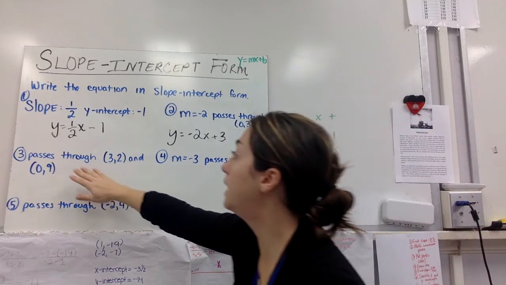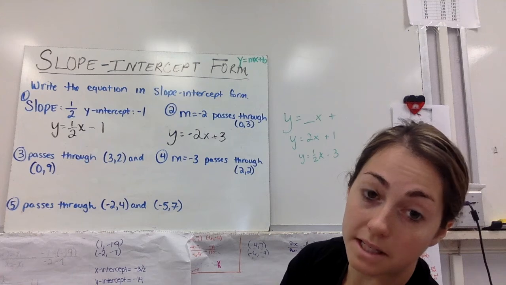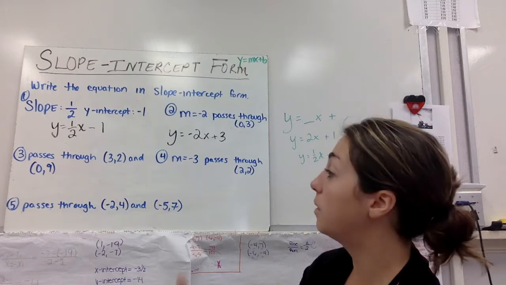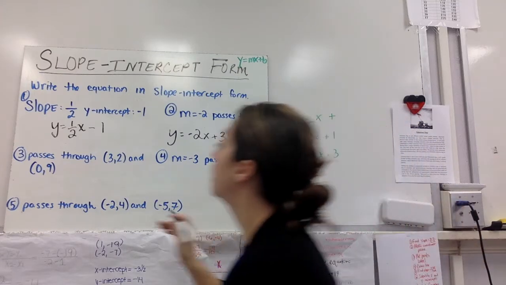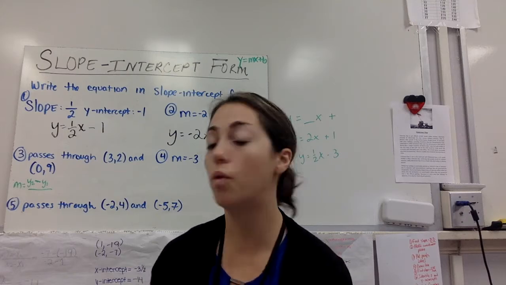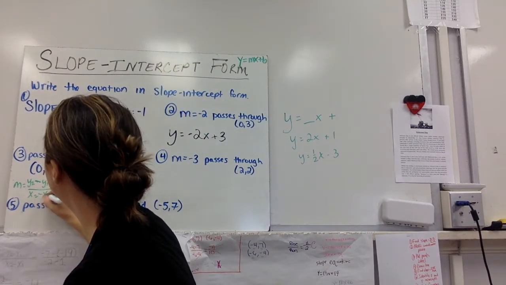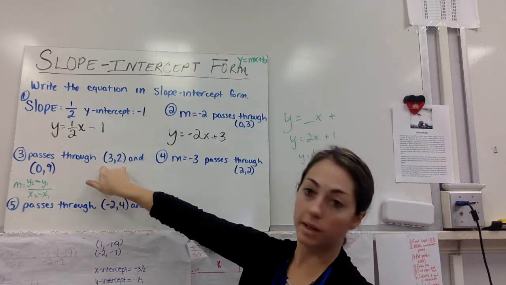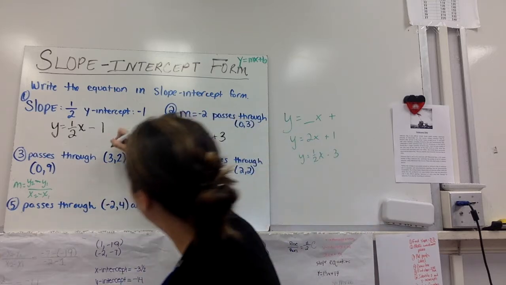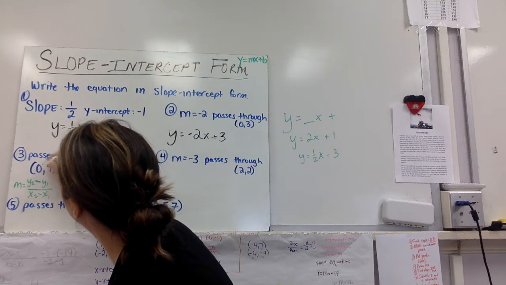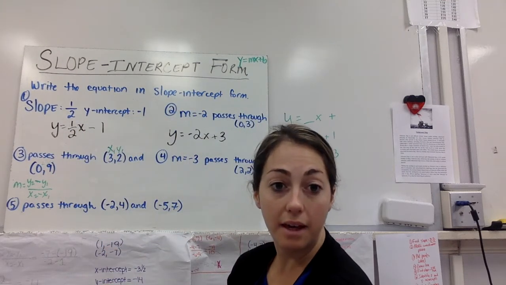Number 3, I need to find the equation that passes through these 2 points. Now I need my slope and my y-intercept. Well, I don't have slope, so let's first deal with that. So we have to use that equation, y2 minus y1 over x2 minus x1, right? And if we start with this, we need to make these the 1s, so x1, y1, and make these 2 the 2s, so x2, y2.